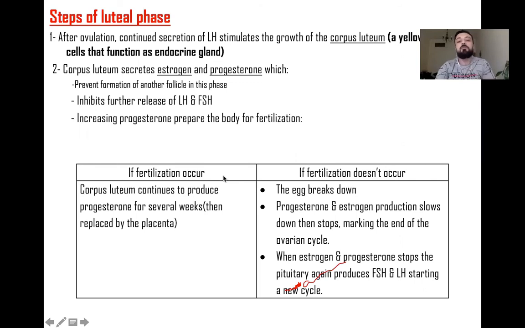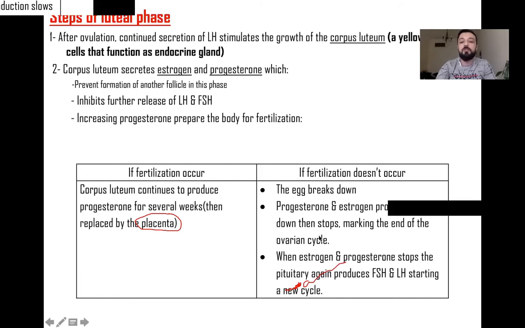So the egg has two destinations: if it gets fertilized, and if fertilization doesn't occur. If fertilization takes place, the placenta will be taking the job of the corpus luteum. And as you know, the placenta will be releasing the estrogen and progesterone instead of the corpus luteum.